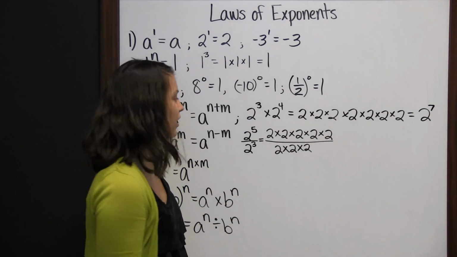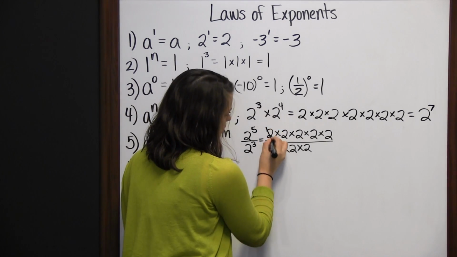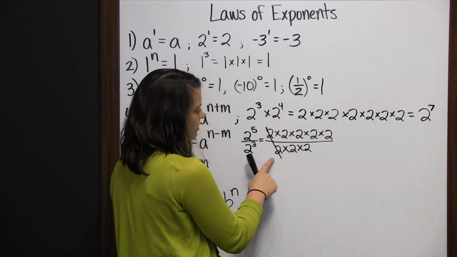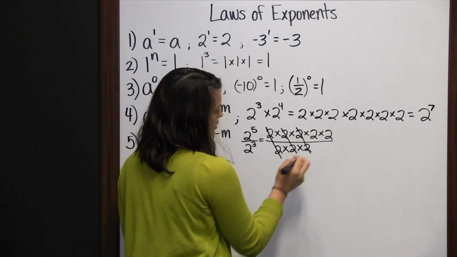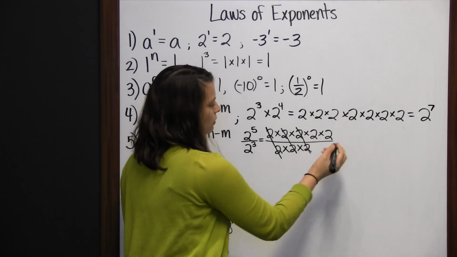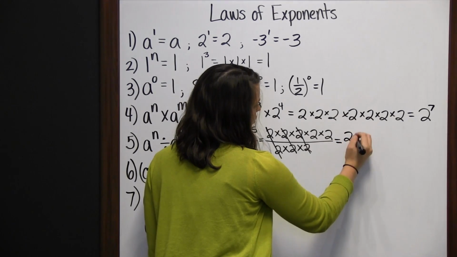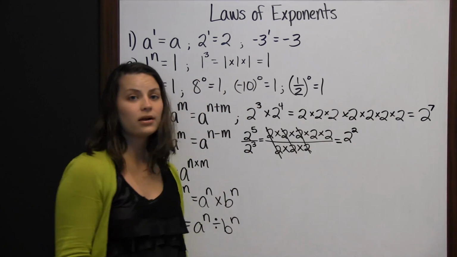Well, we can simplify by canceling. 2 divided by 2 is 1, 2 divided by 2 is 1, and 2 divided by 2 is 1. So what we're left with then is simply 2 squared, or 4.